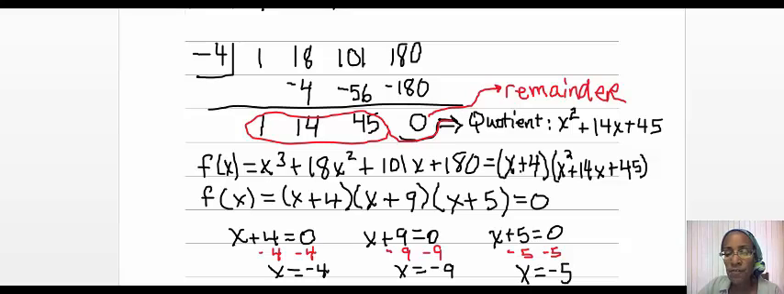And it's important to remember that when you use synthetic division and get a 0 remainder, that indicates that you have divided by a factor. Since this is a third degree polynomial, it's going to have 3 zeros, even if some of those zeros are repeated zeros. So x equals negative 4, x equals negative 9, and x equals negative 5 are the zeros of our polynomial f of x.